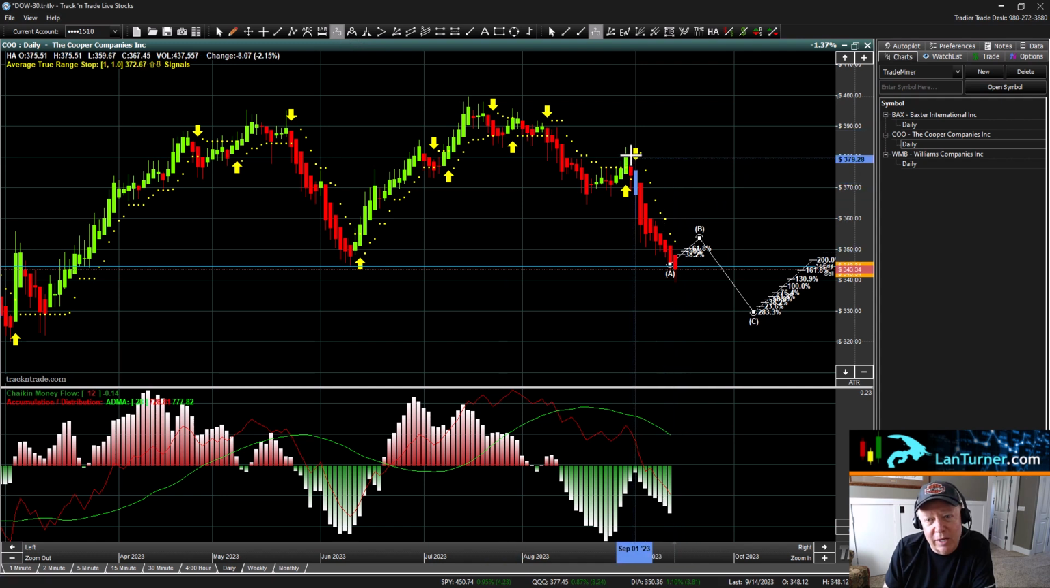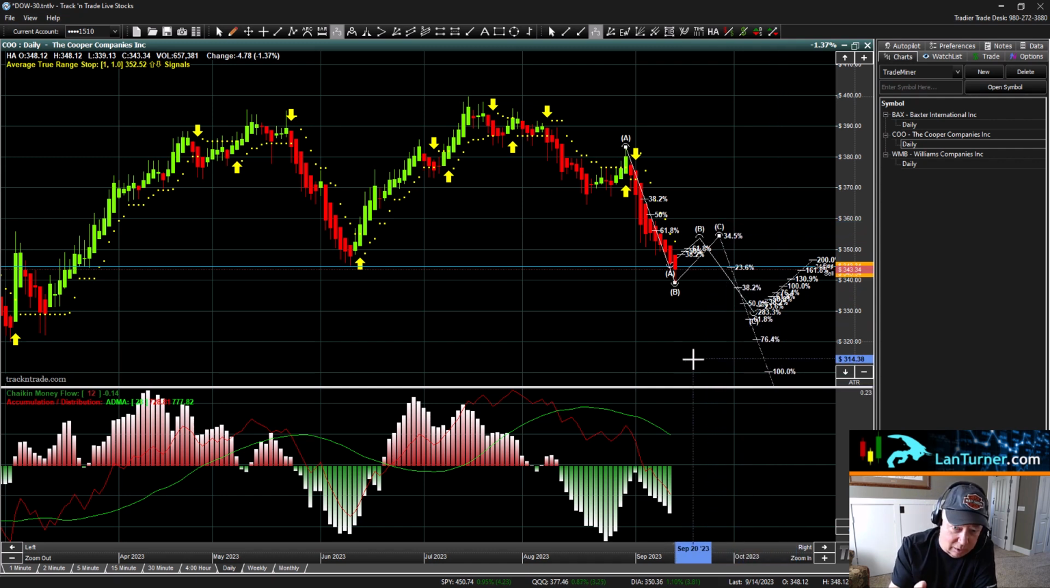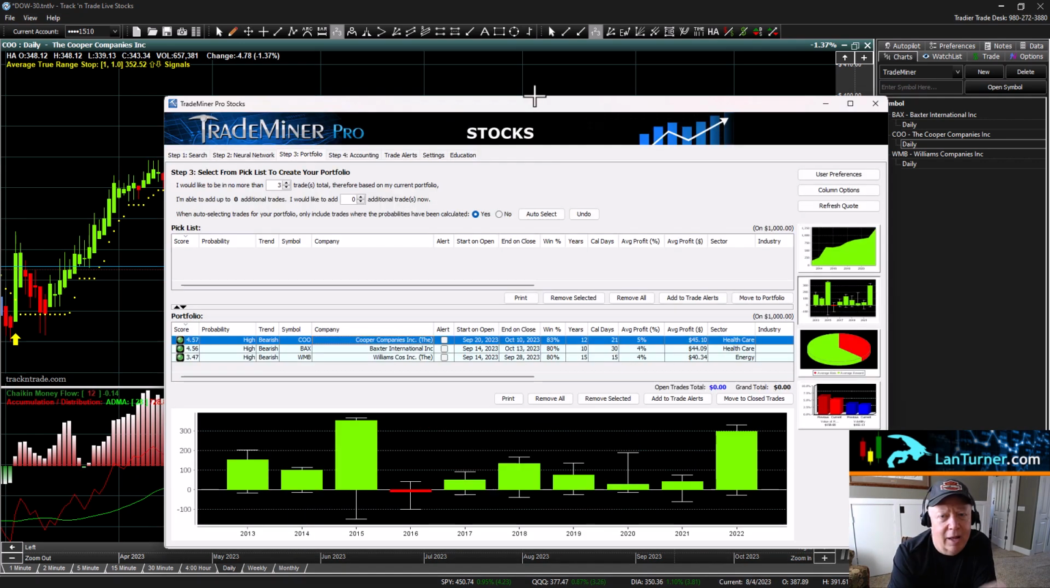So this would be an ABC pattern here. We could come in with this ABC. This would be A, B, and then we'd look for it to come back a little bit maybe, and then come back out and then start to drop once again. So that's kind of what we're looking for. That's kind of what we're seeing on the three stocks from TradeMiner and how we would look at them in Track and Trade.